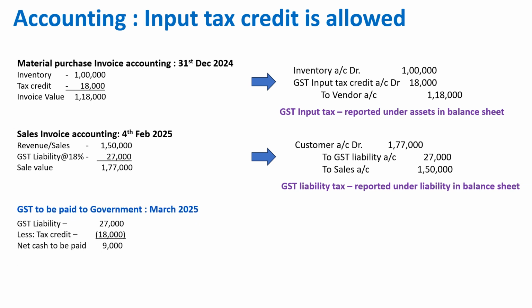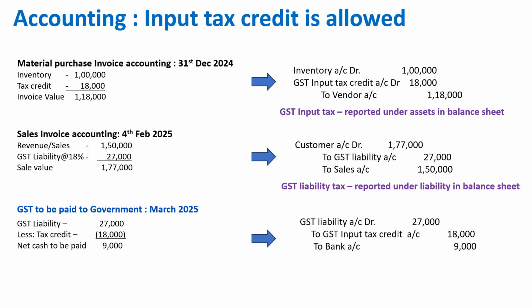Now, when the company is going to make payment to the government, what is the company going to do here? The GST liability the company has to pay is 27,000. Less tax credit, which was reported as an asset in the balance sheet, will be netted off. That is 18,000. So the net amount of 9,000 will be paid to the government. So what is the accounting entry here? GST liability account debited 27,000, to GST input tax credit account 18,000, to bank 9,000. So this is the amount which will be paid by cash. And after this entry, no GST liability and input tax credit will be reported in the balance sheet because both are nullified. There is no balance outstanding in both ledgers.